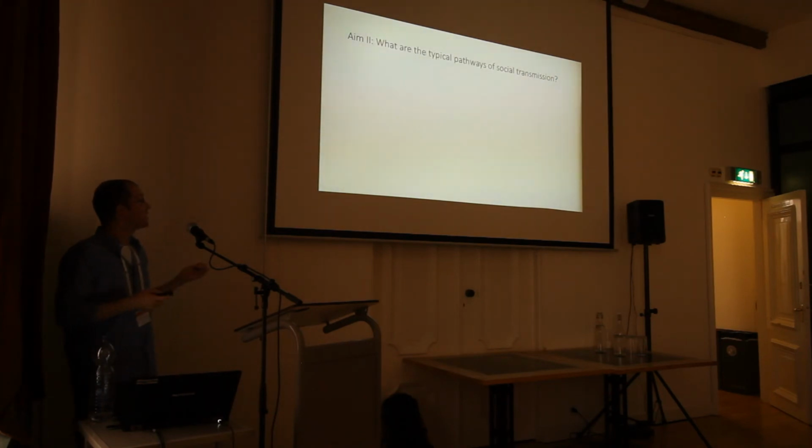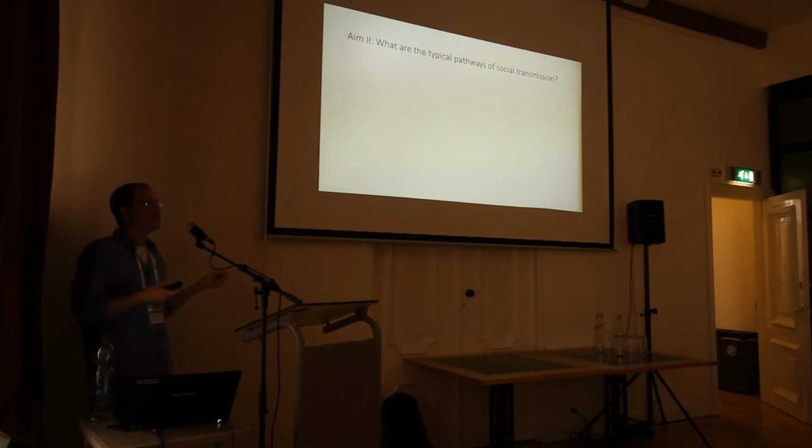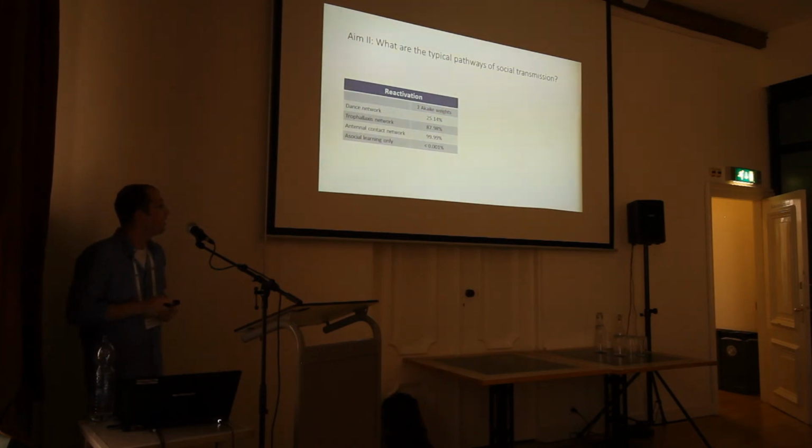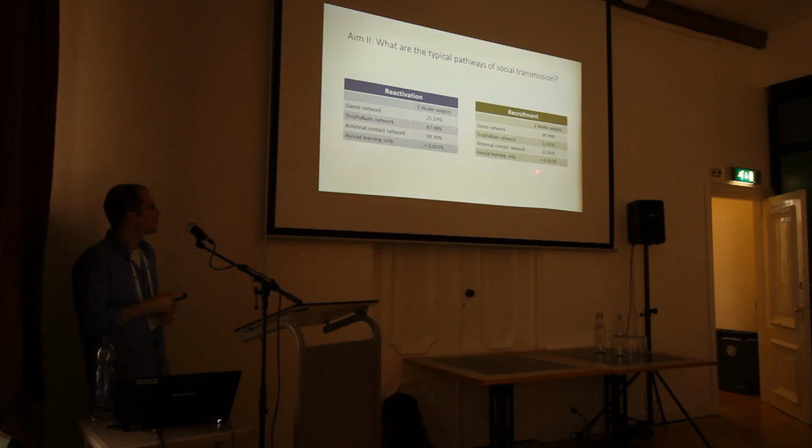But we would like to know what are the typical pathways of social transmission. Here we're using a very similar approach. Essentially, we're just taking those model probabilities and we're summing them across all the models that include a network of interest. So for the reactivation set, we see that the trophallaxis and antennal contact networks are very strongly supported, whereas the dance network essentially is not really playing a role. For recruitment to a novel source, it's just the dance network that receives support, but it is very strongly supported.